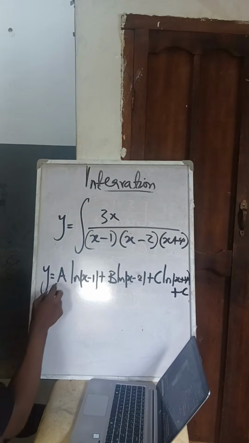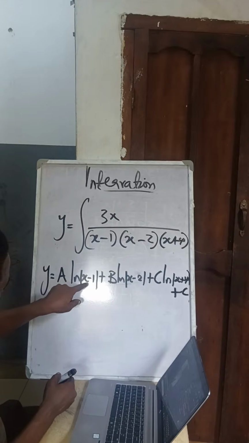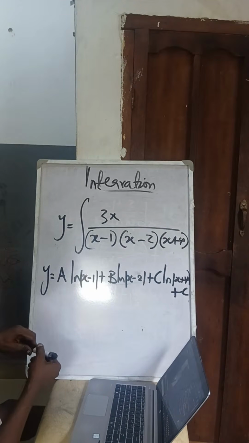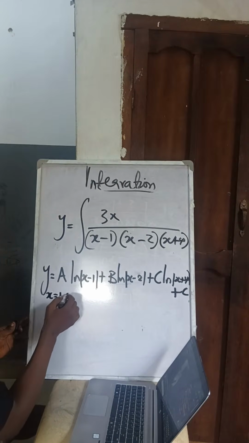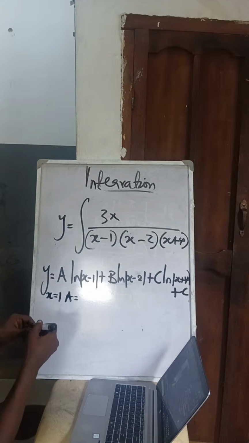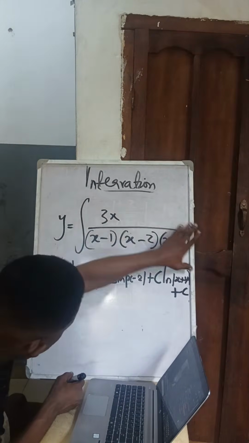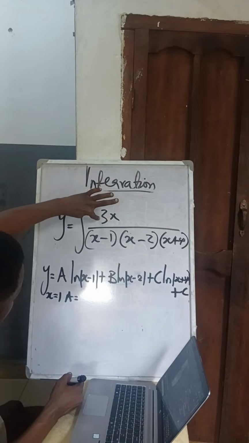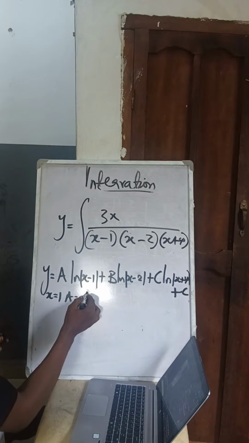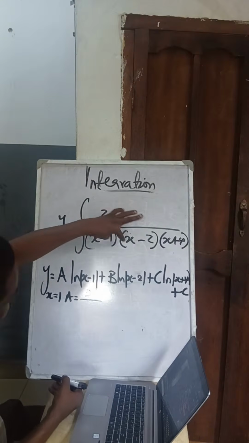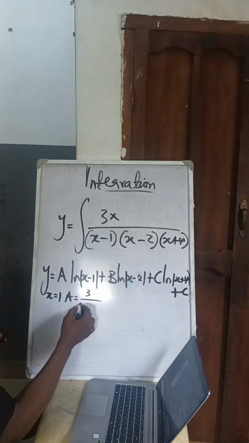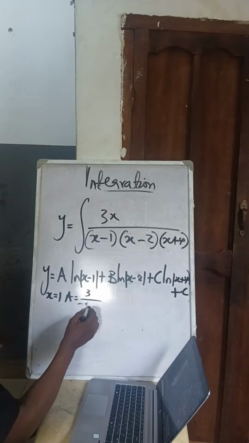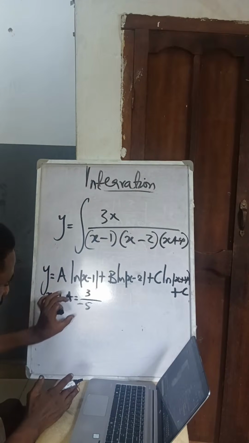So that for x minus 1, we have x equal to 1, then A is what? Put 1 in all except x minus 1. So therefore, 3 times 1 is 3 at the numerator. Now, 1 minus 2 is minus 1, 1 plus 4 is 5, 5 times minus 1 is minus 5. Have you seen it? I've gotten A.